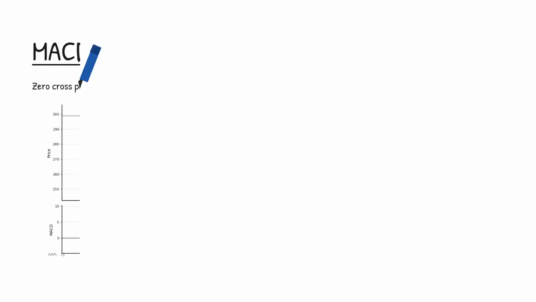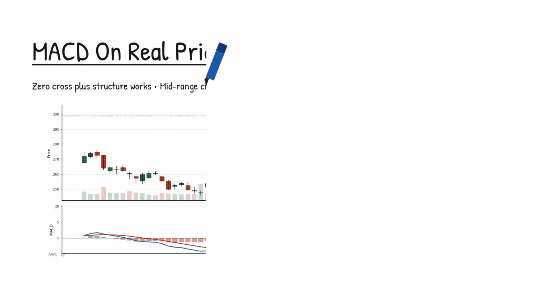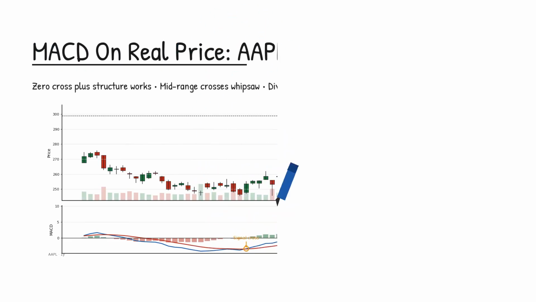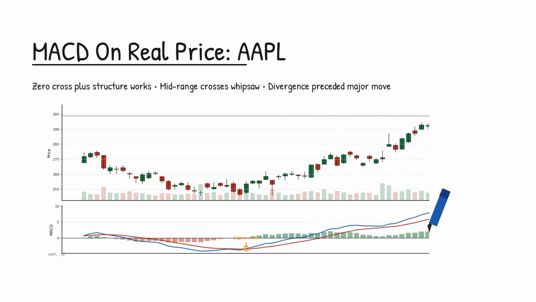Here is Apple on the daily over the past year. Notice how the cleanest signals come when MACD crosses zero alongside a clear higher low in price. The signal line crosses near the zero line in the middle of the chart generate the worst whipsaws, exactly where price is balling up sideways. The best trade of the year is preceded by a small bullish divergence and confirmed by a zero line cross. That is the playbook stack working in real conditions.